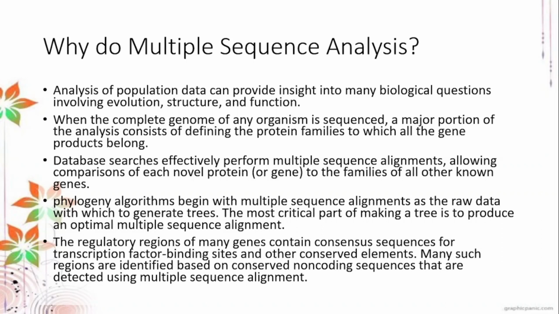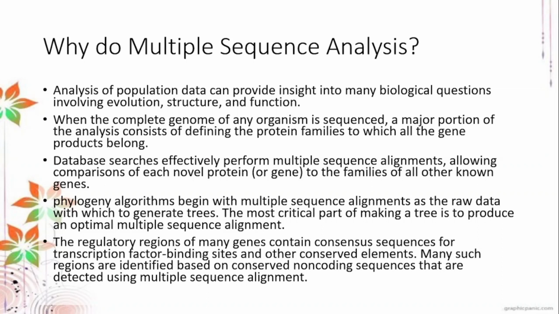So you have that. And then, when the complete genome of any organism is sequenced, a major portion of the analysis consists in defining protein families to which all the gene products belong. So if you discover a new species, the next step, of course, is to analyze its genome. Then you have database searches that effectively perform multiple sequence alignments, allowing comparison of each novel protein to the families of other known genes. Other than that, we have phylogeny algorithms that begin with multiple sequence alignment.